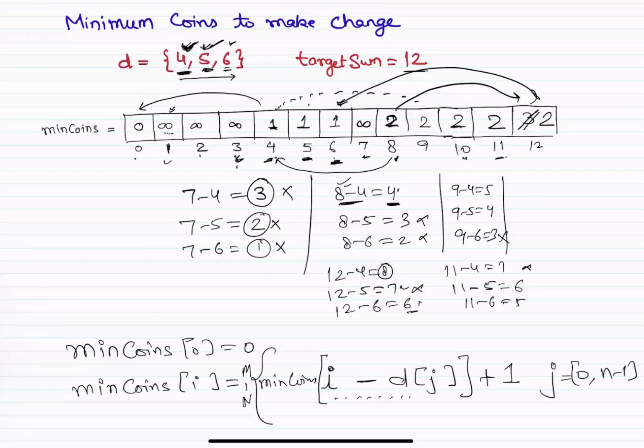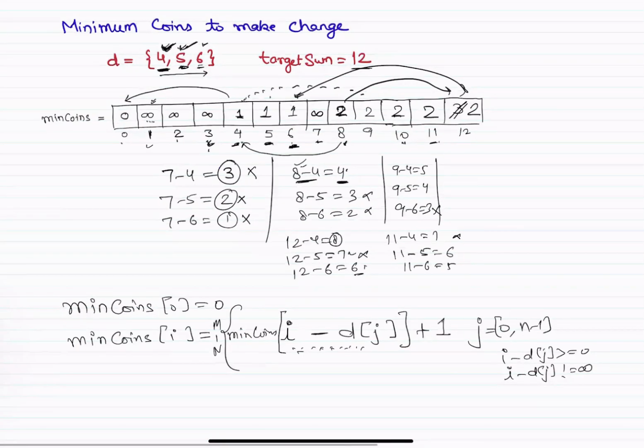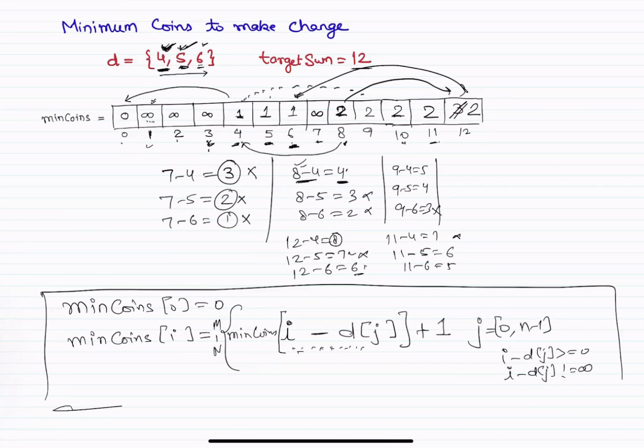And of course, you should think about that. First of all, this value I minus d of j should be greater than or equal to 0, and I minus d of j should not be equal to infinite. So look at this. This is the intuition with which we were going and tabulating. And this is ideally the recurrence we have for this coin change problem.